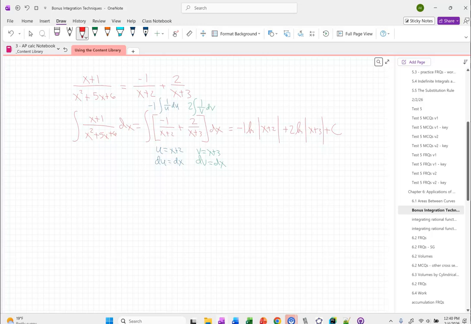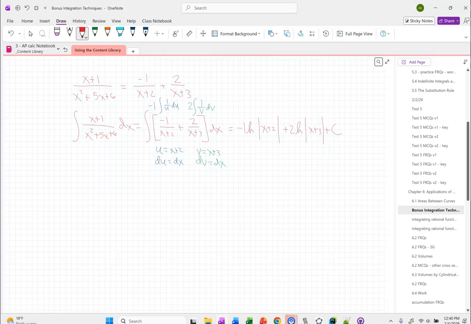Want to hear the bad part? If it's a multiple choice question, that isn't how it's going to be. That isn't going to be one of your options. They're going to simplify this more. What simplification would be done? Properties of logarithms.